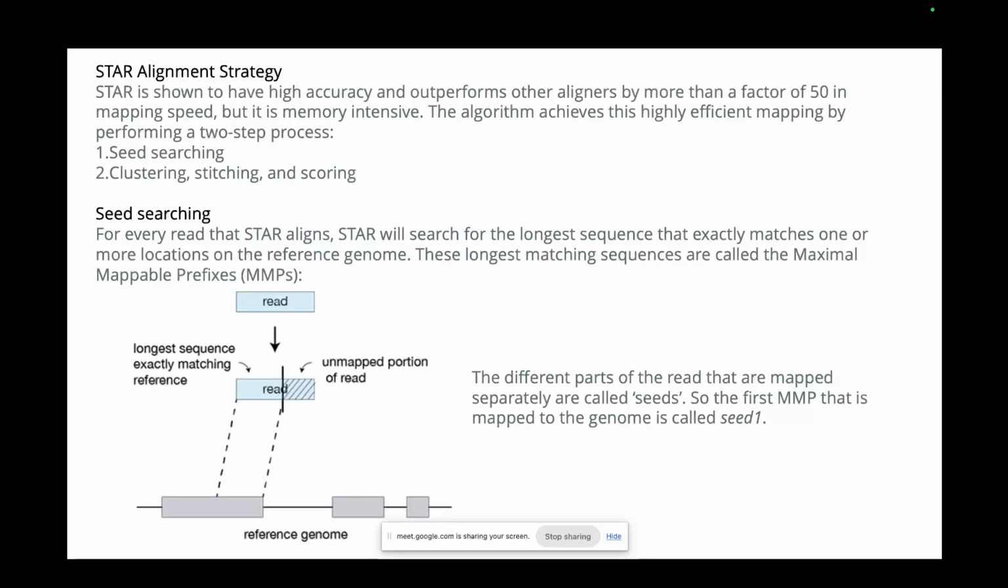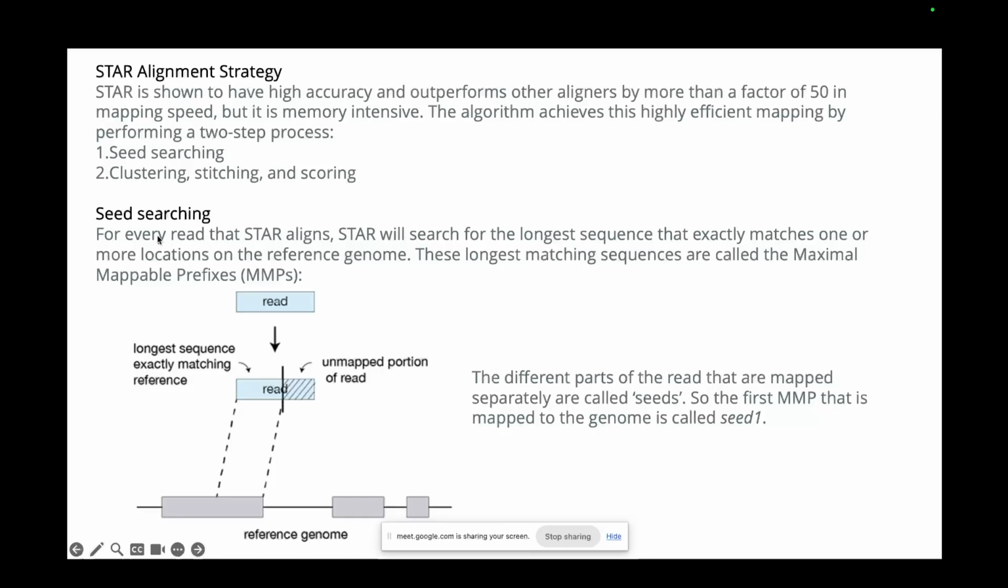I'll walk through how the alignment strategy works in the STAR aligner. This is a tool that is also widely used. How does it work? It is the most widely used tool in the field for RNA sequencing data alignment, and it is also done in two steps. One is the seed searching, and the second is the clustering, stitching, and scoring.